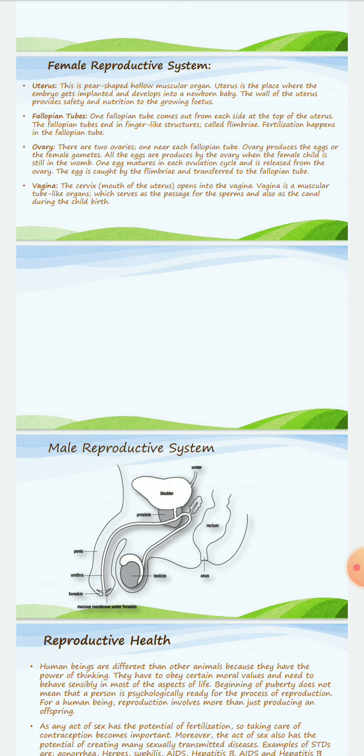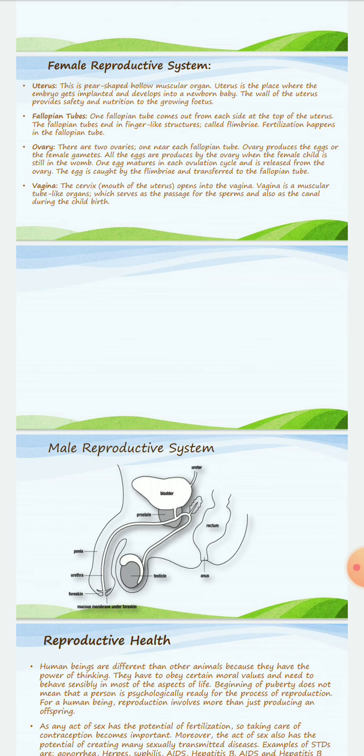So we have discussed the uterus and the fallopian tubes. The fallopian tube is where fertilization happens, and each side of the uterus has a fallopian tube coming out of it. Ovary, there are two ovaries, one near each fallopian tube. The ovary produces the eggs or the female gametes, and all the eggs are produced by the ovary when the female child is still in the womb. One egg matures in each ovulation cycle and is released from the ovary, and the egg is caught by the fimbriae and transferred to the fallopian tube.